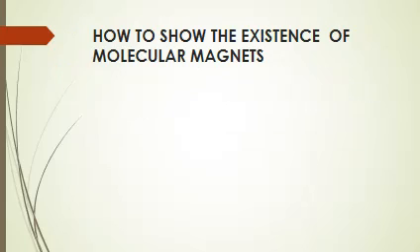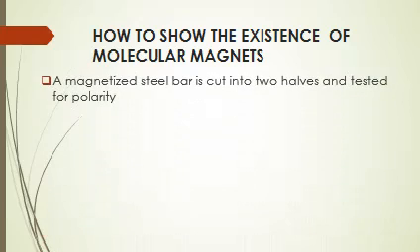Now let us show if it is really true that inside the magnet there are small regions known as domains, or molecular magnets. This is how we can show the existence of molecular magnets. The first one: a magnetized steel bar is cut in two halves and tested for polarity. You take the magnetized steel bar, cut it into halves, and then test for polarity.